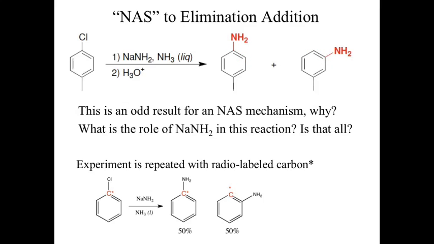Okay. So they repeated this experiment, get rid of that methyl, let's kind of stop that. And they repeated it with this radio-labeled carbon. So we changed the carbon to carbon 14. And we go through and run the reaction again. We get pretty much the same result as we expected with our chlorotoluene in the previous case, except now we don't have the methyl messing with this. And we notice that we get pretty much a 50-50 mixture of products.